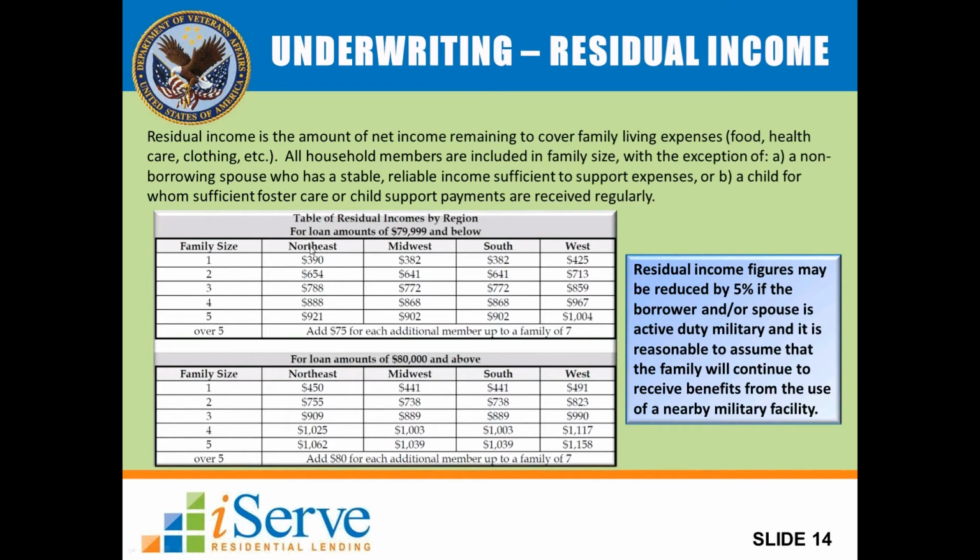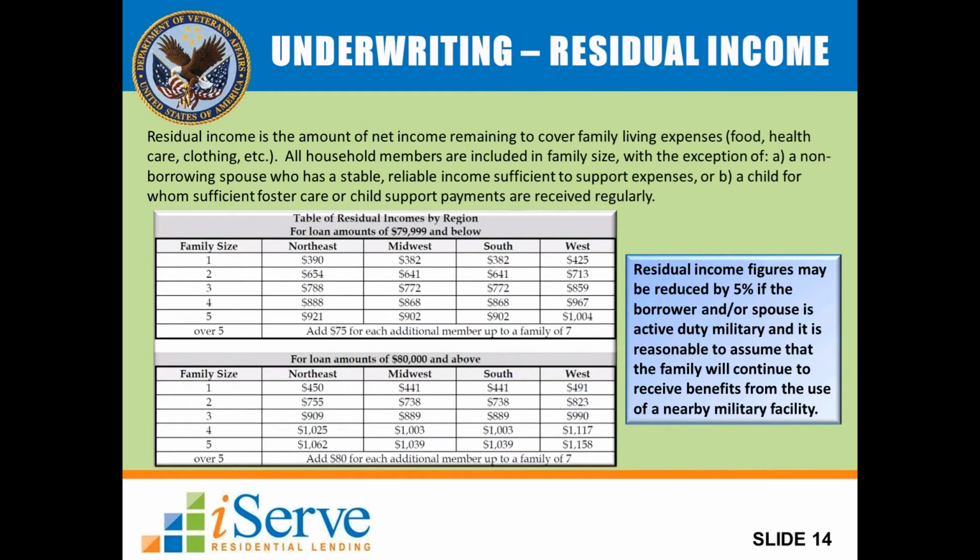So it's very simple. I didn't include this, but I can send you over the region list if need be. You have your loan amounts, either south of $80,000 or above $80,000, your family size, and then the region. So I'm going to take, for example, a $150,000 loan in the West, a family of 4. The guideline for the amount that family should have remaining is $1,117.